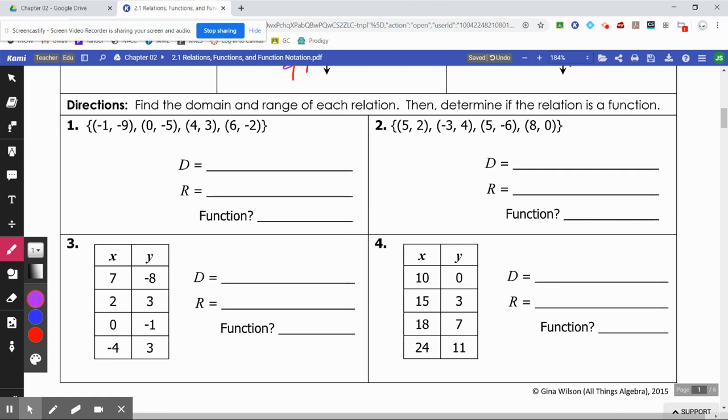Okay, directions. Let's find the domain and range of each relation. Then let's determine if the relation is a function. The domain, again, is a set, so we're going to put it in braces.